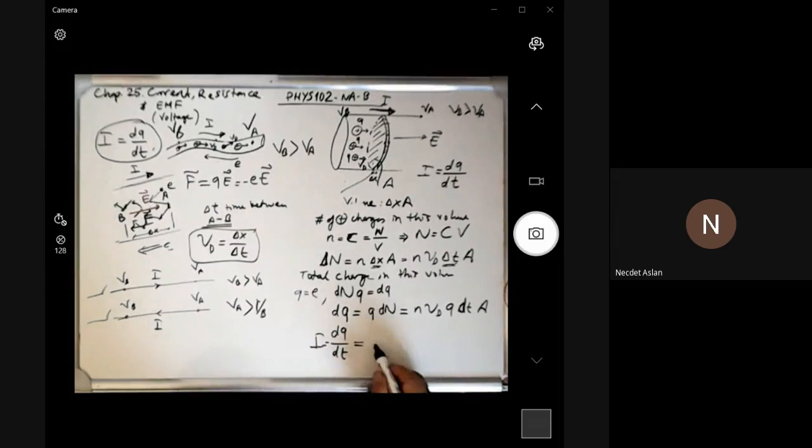So the current will be given as n v_d q times the area. This is the current given microscopically. Now we see that the current depends on many things.